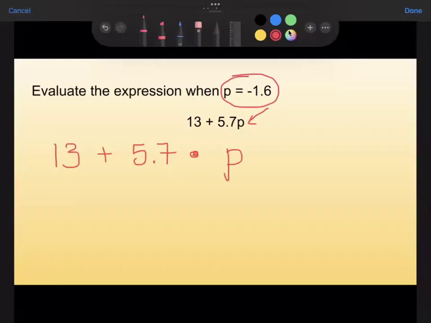Now I can substitute our given value of p in for the variable. I'm going to take this number, erase the p, and substitute in negative 1.6. Now I have an expression with multiple operations, which means I need to follow the order of operations. If you're a little rusty on it, please see some of my other videos where I describe that in more detail.